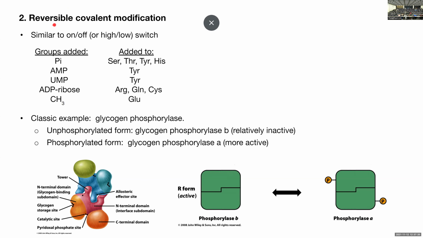The second one is the reversible covalent modifications, and it's actually quite much simpler than the allosteric. So it's similar to an on-off switch, or a high or low function switch, or activity switch. And the typical groups that are used for covalent modifications are listed here, like inorganic phosphate or some nucleotides like AMP or UMP, or ADP with the ribose, or methyl group.